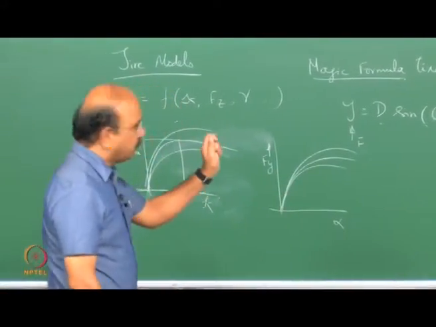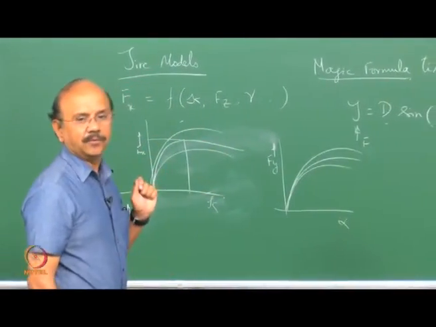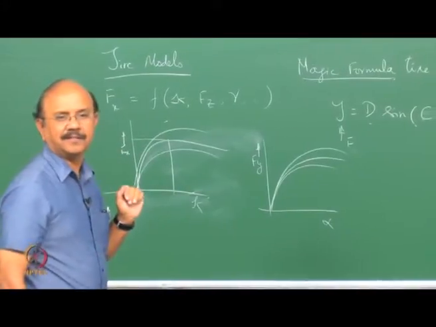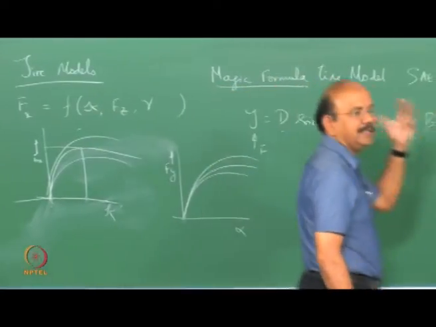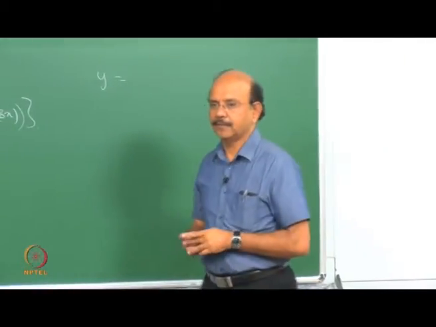Okay. Now let us get into this equation. How did you get this equation? It looks very complex. Some arctan, sine, this, that, B, C, D, E. Okay, that's the genius of these people who worked on it.